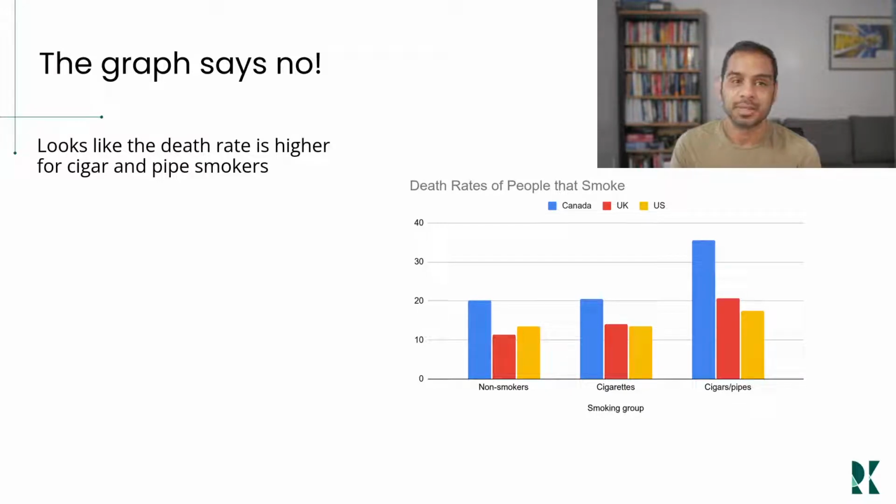There are now tools in Excel and Google Sheets to just grab the death rates and plot them. And when you look at it, it seems fairly clear that people that smoke cigars and pipes die at a higher rate. And this holds even if you look at different countries. In every country, the rate for cigar and pipe smokers is greater than for cigarette smokers.